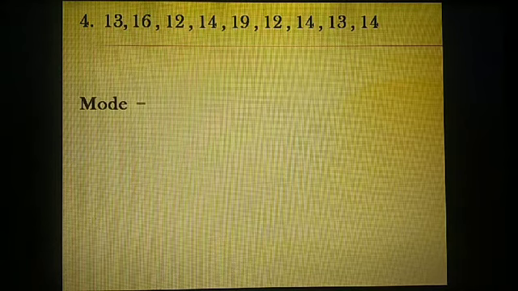Now moving to the next sum, that is the fourth one. Find the mode and median of the data. The data is given to you. How many observations are there right now on the screen? Yes, it's 9. So first you are supposed to find the mode.